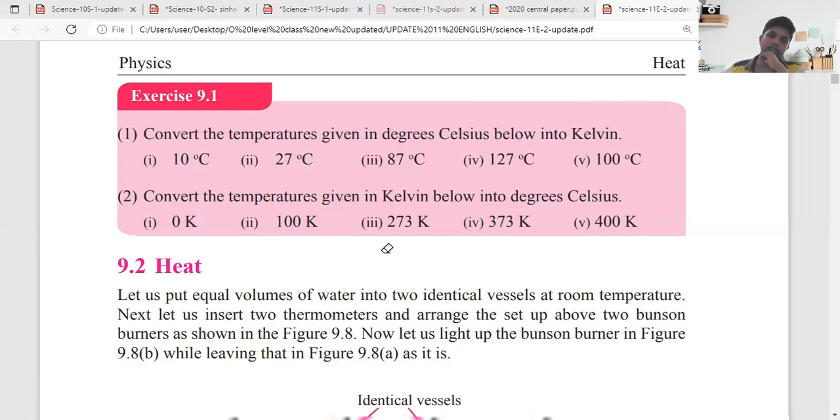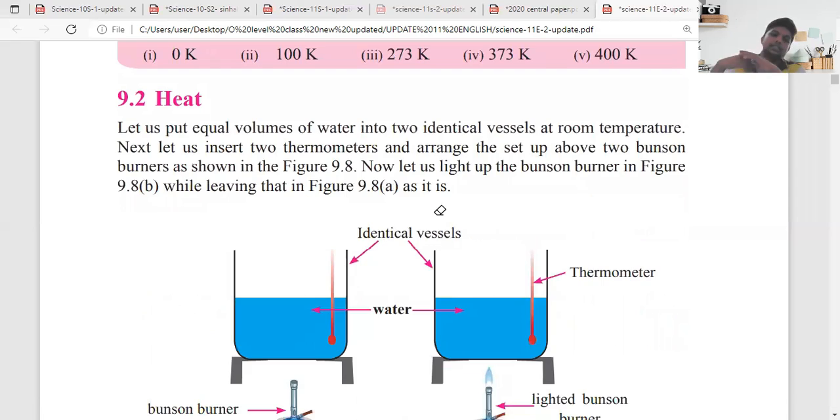Okay, let's go for the next part. Write down heat. Heat, 9.2 topic, it is heat. Yeah, this is a basic thing. You learned about heat from grade 6 also. Heat is also a type of energy. Heat always flows from the higher energy level to the lower energy level, just as with other energies.